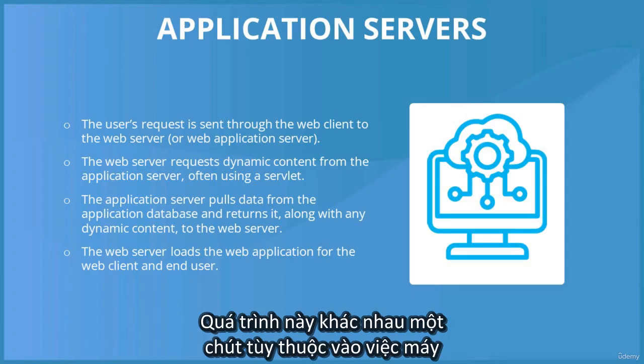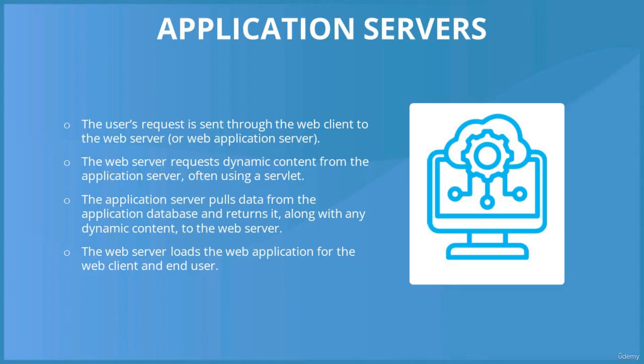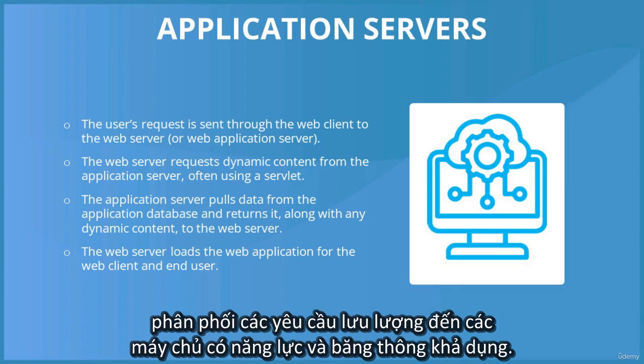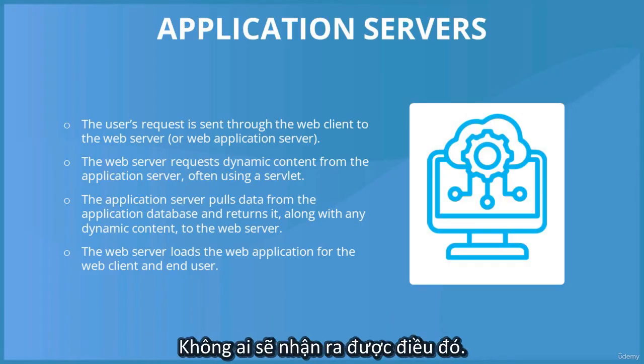This process differs slightly depending on whether the server is a joint web application server or not. But in web server architecture, reverse proxy servers and load balancers distribute traffic requests to the servers with available capacity and bandwidth. That way, user demands can be handled efficiently. Nobody will ever notice.